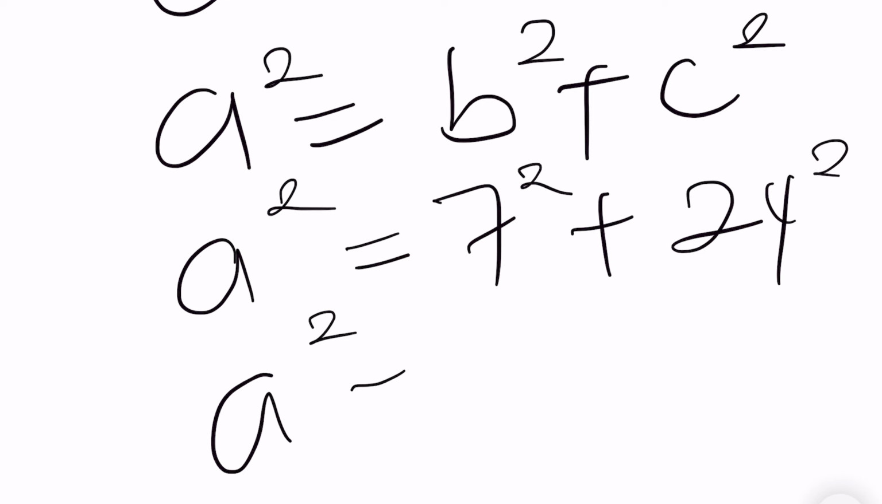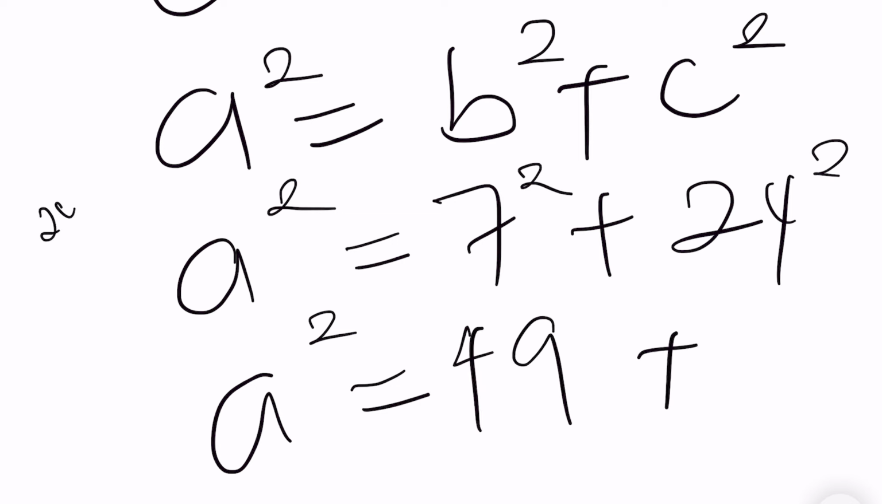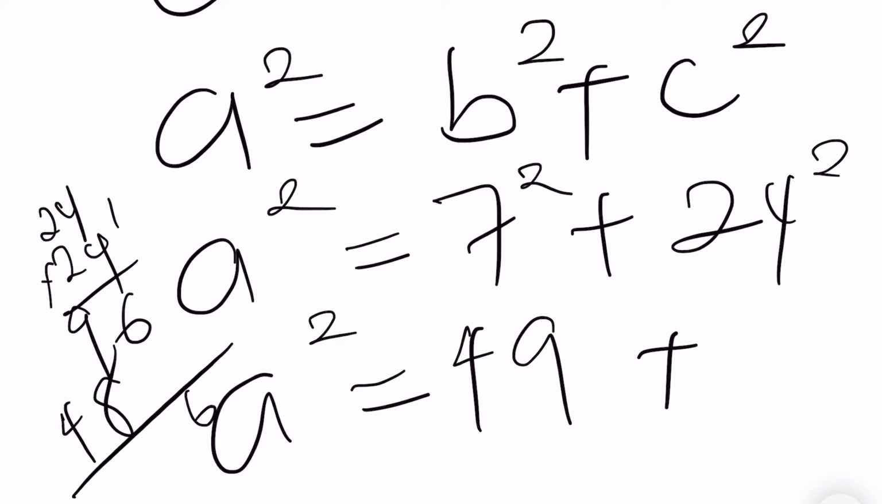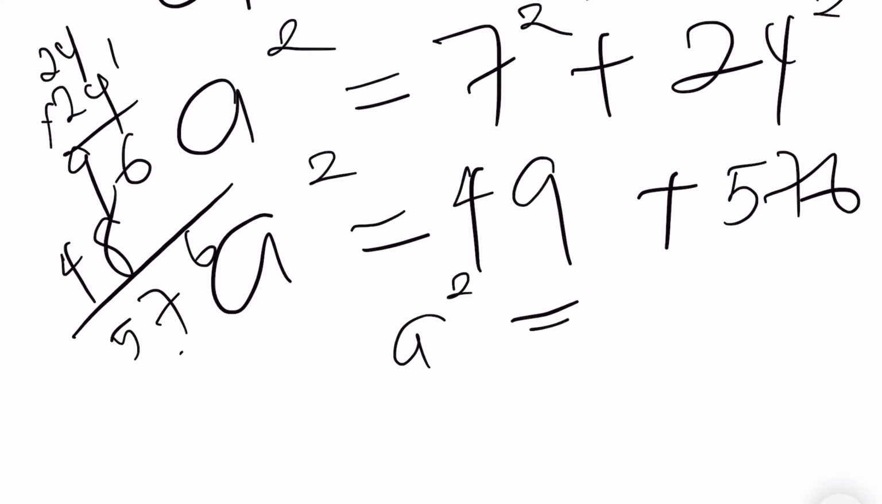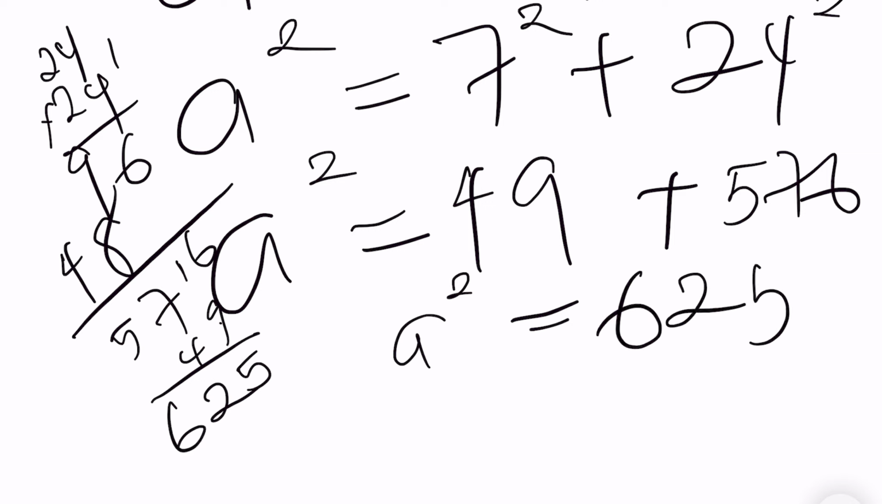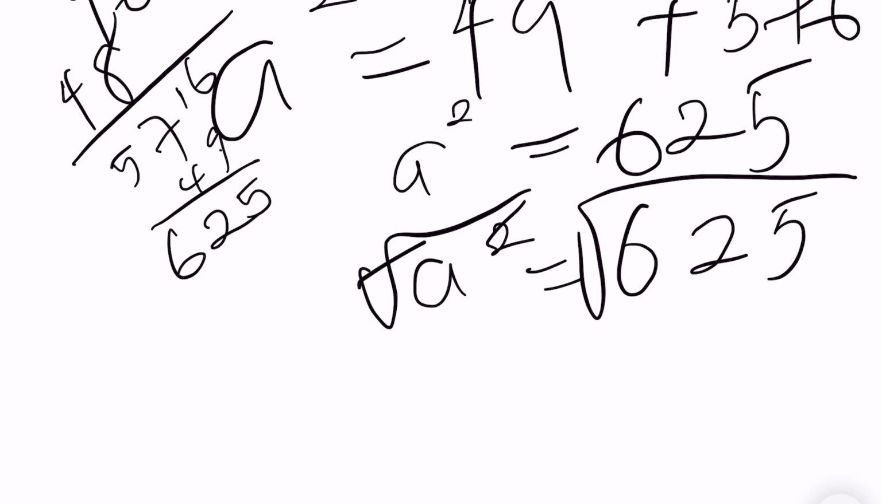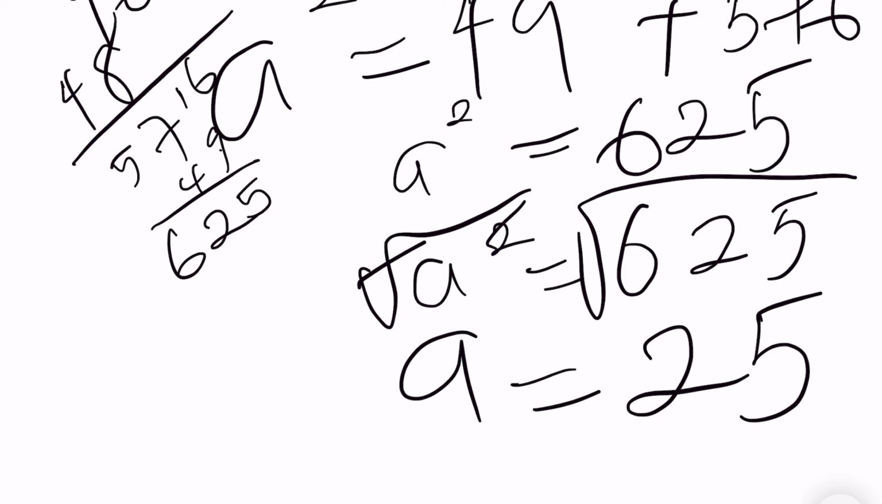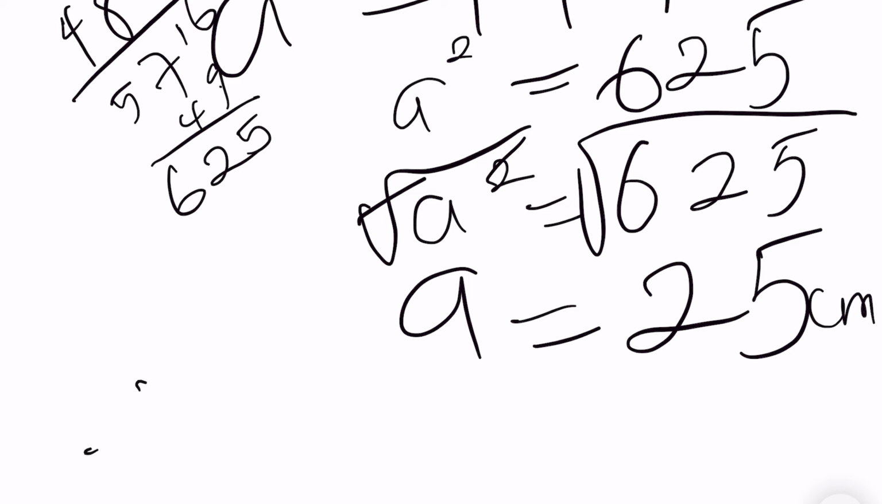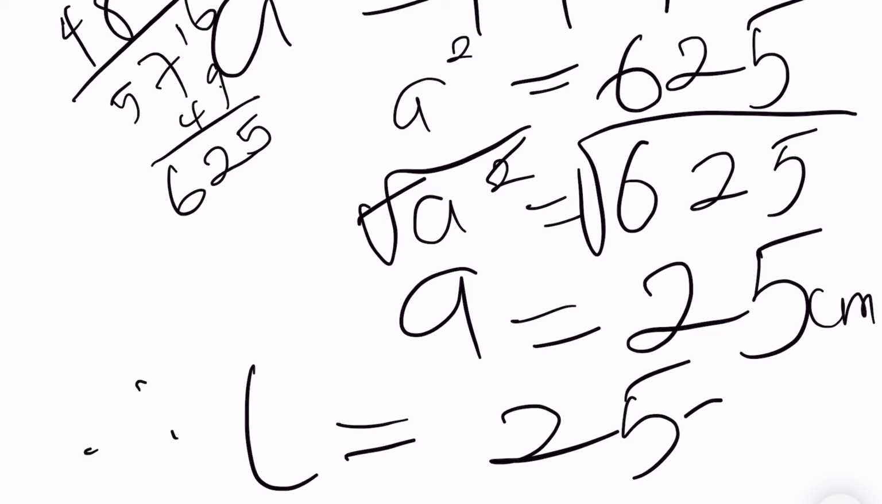So we have a squared to be 49 plus 24 times 24, which is 576. So we have a squared to be 625. And the root of a squared, we have a to be 25 centimeters. So here, therefore, our L is 25 centimeters.